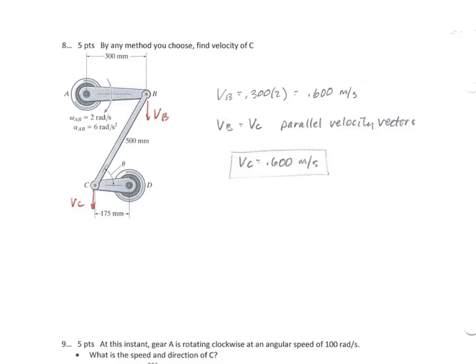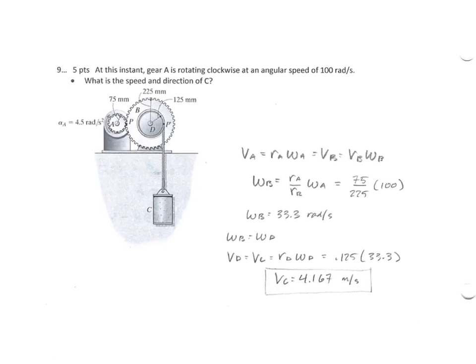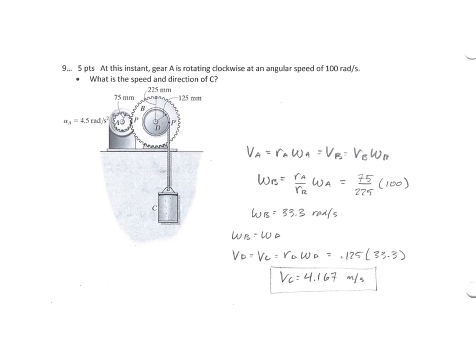And then the last one is just a gear problem. Almost everybody got this right, but understanding that the omega of this one is related to this one by the ratio of the radii. So omega B is actually 33. Then the omega of the inside is equal to the omega of the outside. So the velocity of D going up is the same as the velocity of C going up, which is equal to this little r times this omega, which is 33.